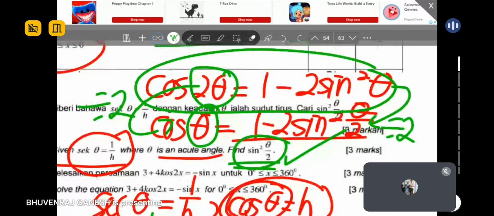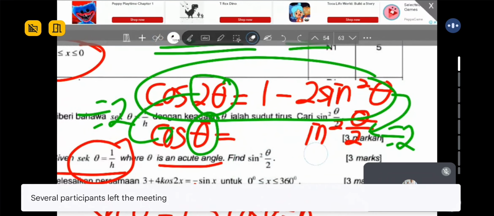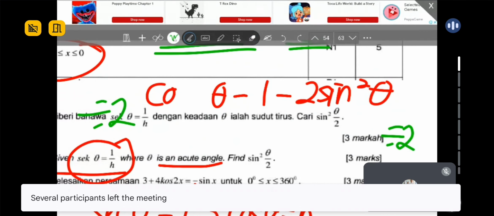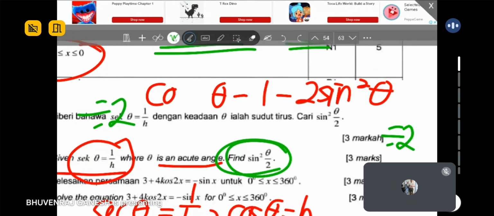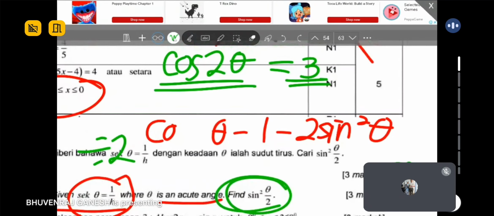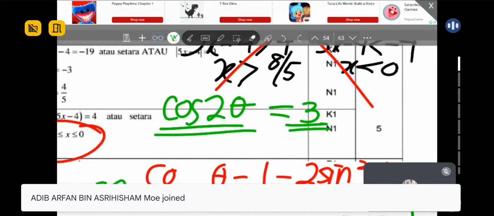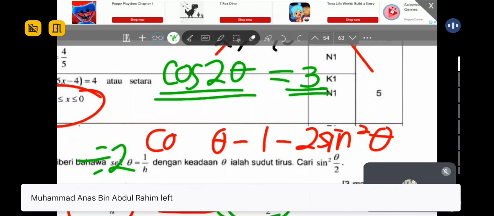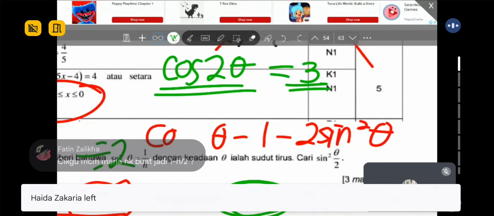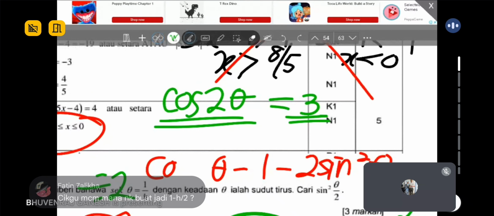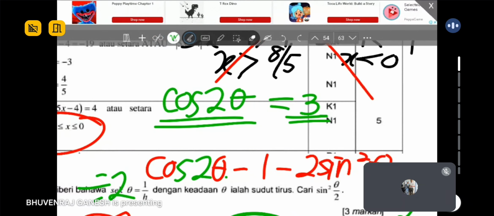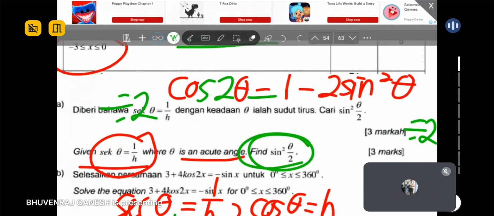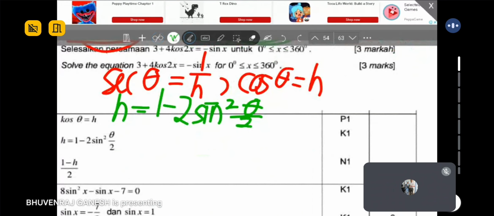Sebab, kamu lihat soalan lah. Okay, you want to express sine square theta over 2. Am I right? Kamu nak ungkapkan yang ni. So, pastinya kamu kena pilih rumus yang ada sine square theta lah. You must choose a formula with the term sine theta. You cannot choose a formula with the term cos theta. So, that's why saya pilih rumus yang ni. This one. Okay? Cikgu macam mana nak buat? Oh, algebra saja. Okay, kamu ada persamaan ni kan? So, kamu pindah. Okay?